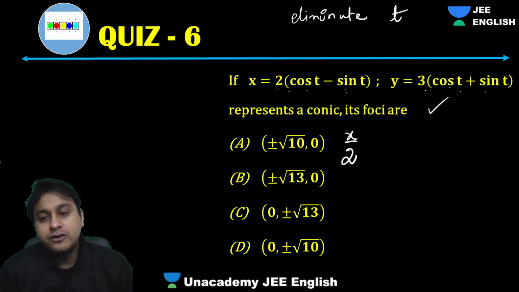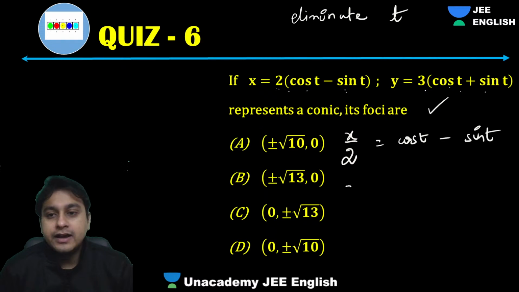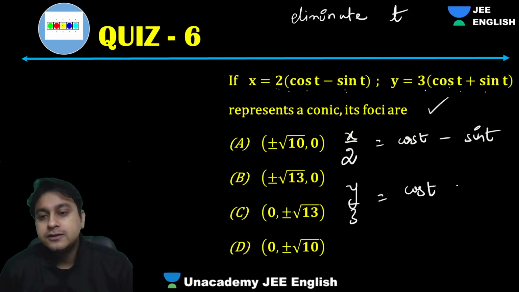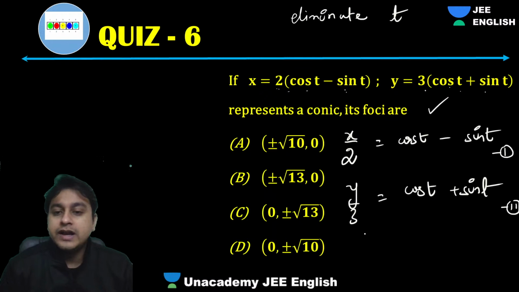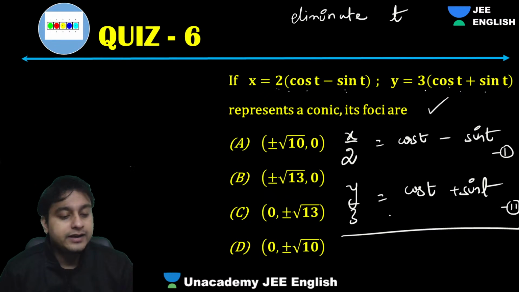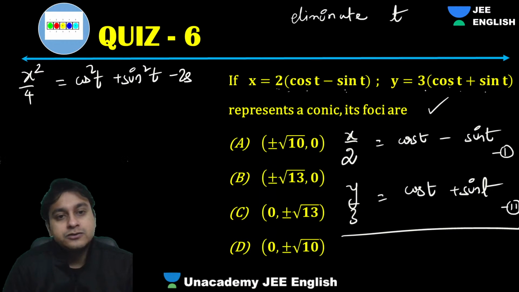So we'll get x by 2 equals cos t minus sine t, and we have here y by 3 equals cos t plus sine t, right? Now guys, let's suppose this is equation 1 and this is equation 2. So when you square and add, this will give you x square by 4 equals cos square t plus sine square t minus 2 sine t cos t.